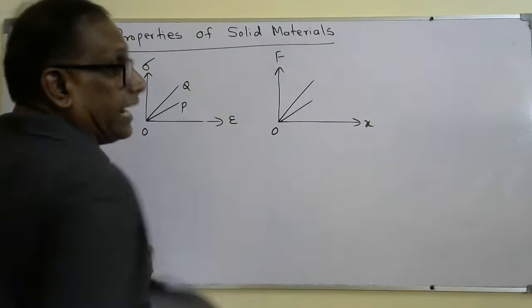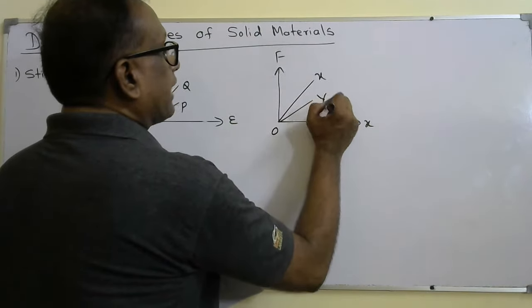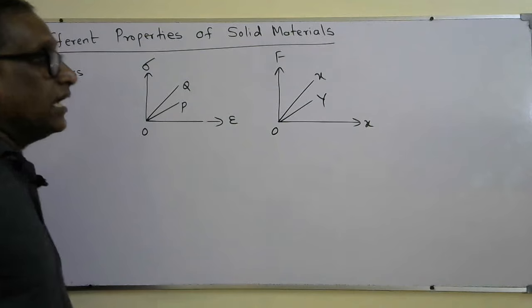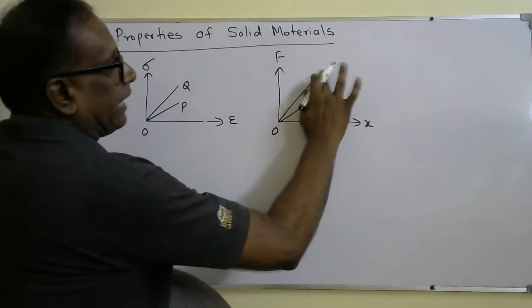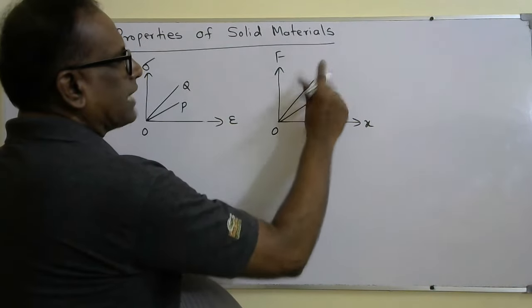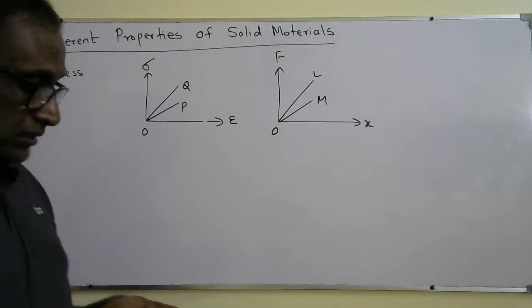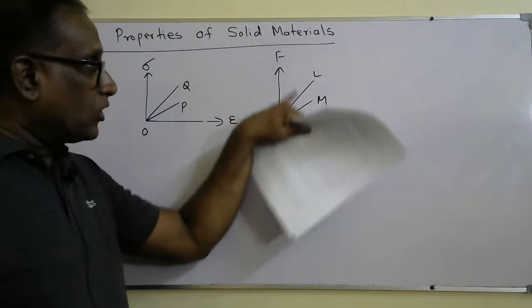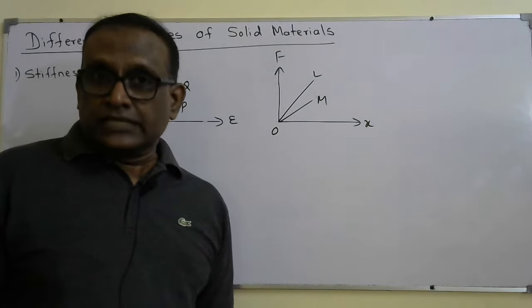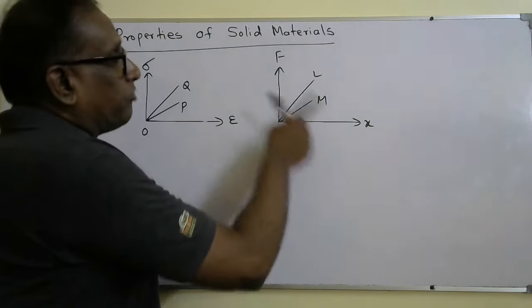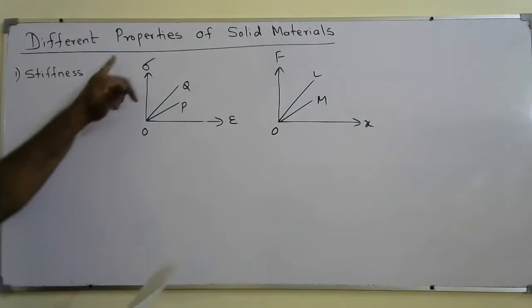gradient in the force extension graph. Say for example this is X, this is Y. We can say the object X is stiffer than object Y because it has greater gradient, or you can name them L and M. So the object L is stiffer than object M because it has greater gradient. When you compare the stiffness of two different objects, better think about the force extension graph. If you compare two different materials, consider the stress strain graph.